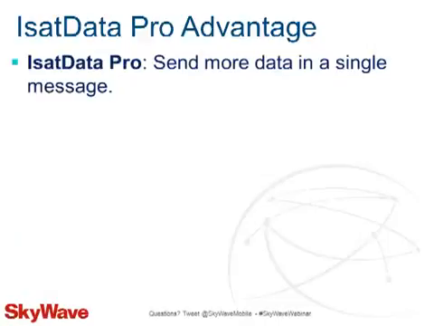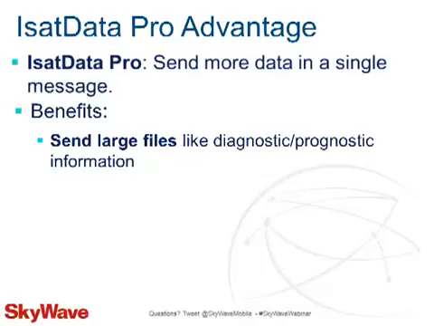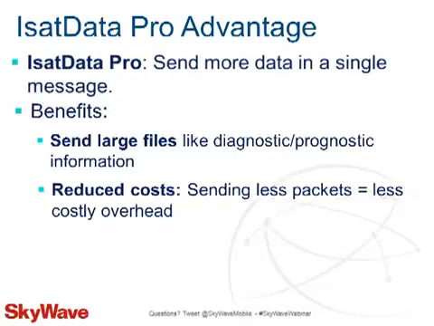One of the key advantages of the IsatData Pro service is that it can send more data in a single message. So why is this beneficial? Well, the first reason is that you have the capacity to send large files like diagnostic or prognostic information from skid equipment or heavy equipment. And the cost per byte is lower than other M2M services since the system has been designed and optimized for sending large amounts of M2M data.